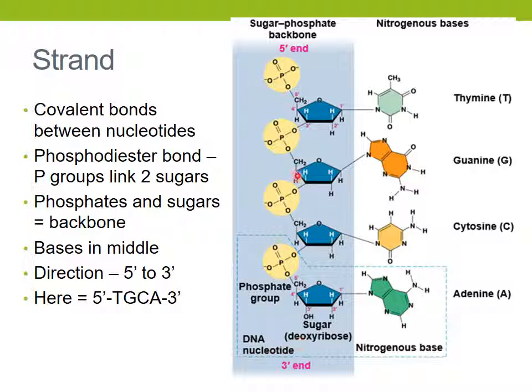If you were to look at the sequence of this strand, you would name it 5' to 3'. So you would say 5', like it's here, T, G, C, A, 3'. So you definitely need to say which direction each strand is. This is a special orientation for DNA.